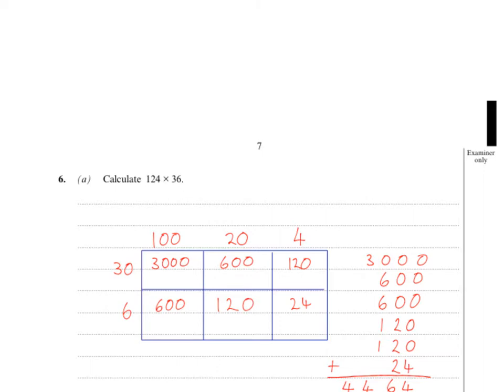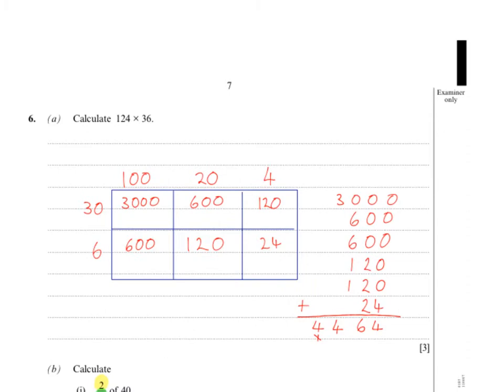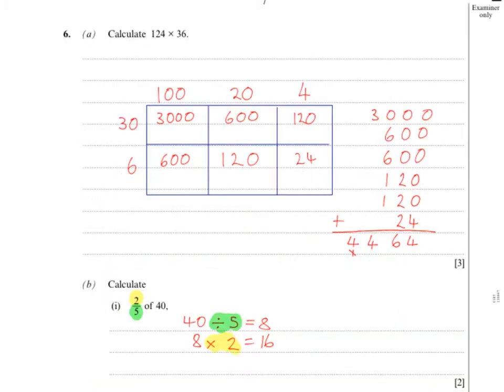So for instance, this one here would be 6 times 2, which is 12, and then just one 0 from the 20, okay? Then you line up all your numbers and you add them together and you should have got 4,464.